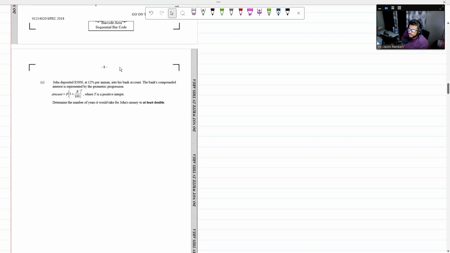John deposits 5,000 at 12% per annum into his bank account. The bank compounded interest is represented by the geometric progression: amount is P into 1 plus r over 100 raised to the power of t, where t is a positive integer. Determine the number of years it would take for John's money to at least double. So at least double means double or more. So I want to see when his money will be more than $10,000.